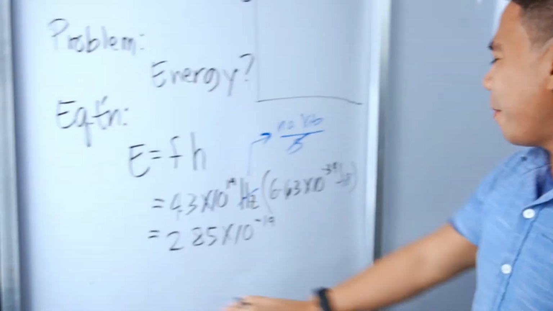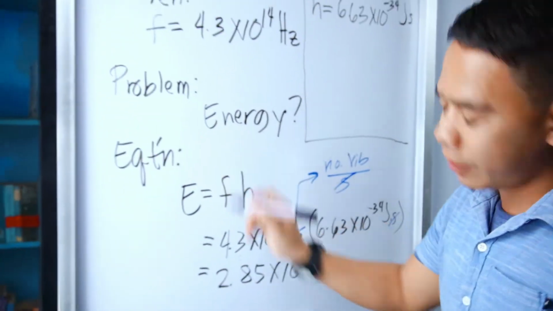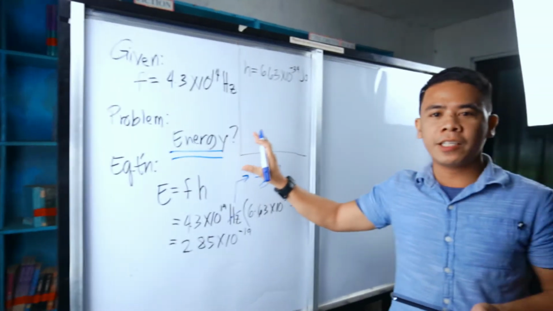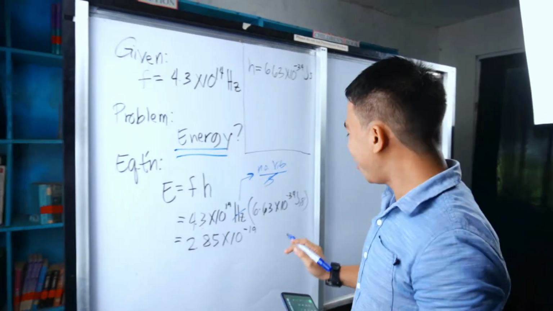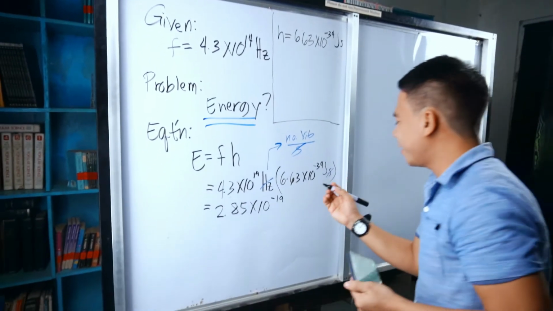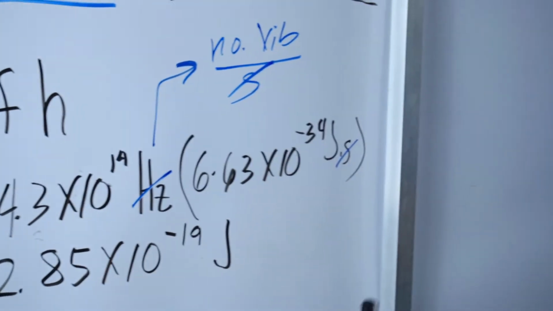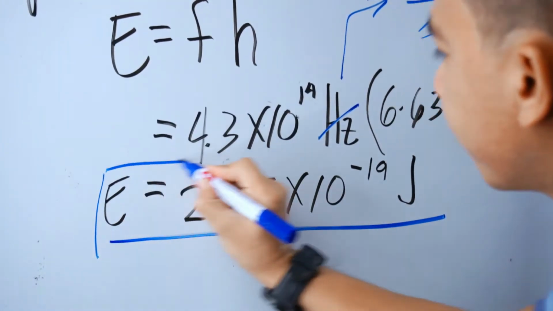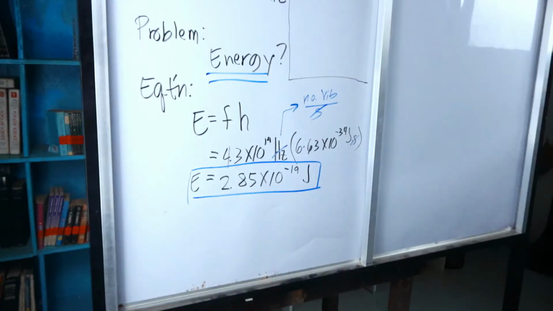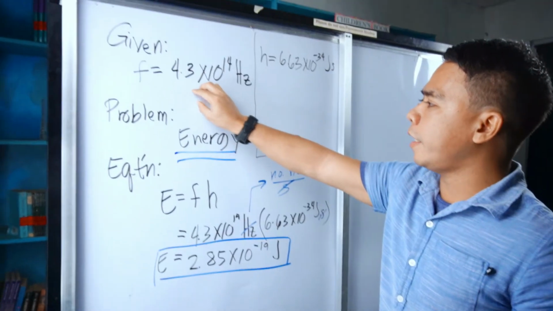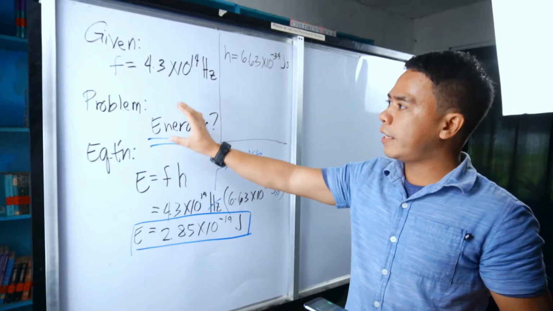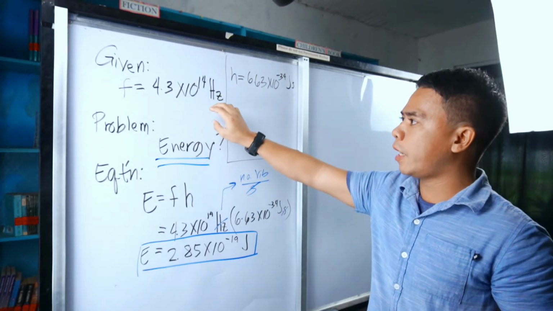Now, since we are asking about energy, we need a unit. In physics, energy is the capacity to do work. So the unit will be joules. Therefore, this given frequency will produce an energy of 2.85 times 10 to the negative 19 joules. So this is the problem on how to solve the energy in a given frequency.